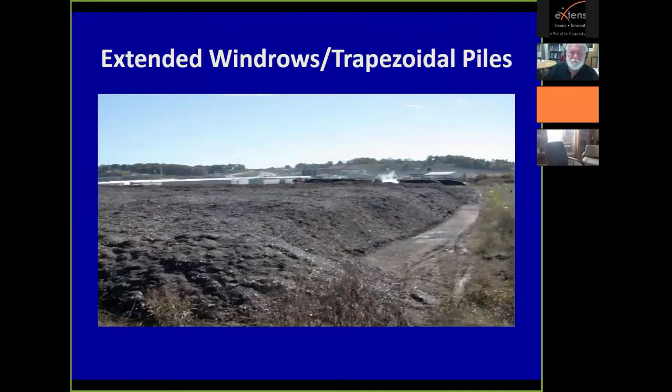We see more in Europe than we see here in the US of the trapezoidal pile configuration. This is essentially one very large pile. I believe they're more common in Europe than in the US because land area is far more precious in Europe than it is here in the US.